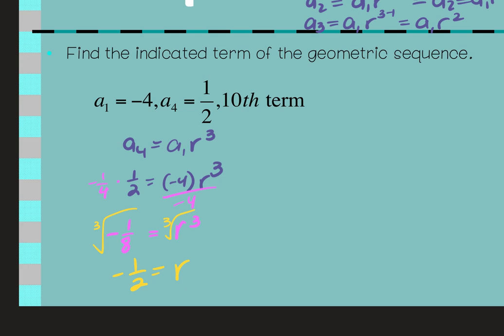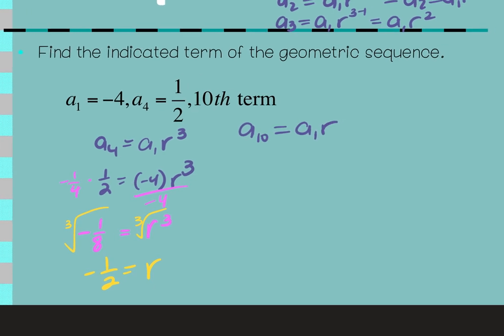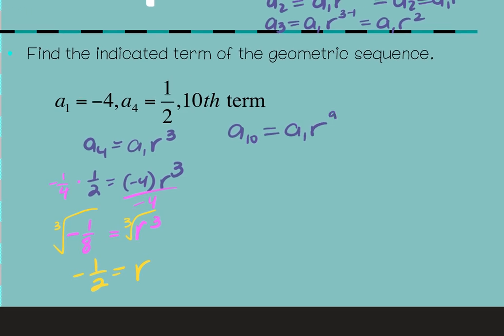Okay, so now that just gave me the r. Now I want to find the 10th term. And I can use either to begin with. So for example, if I use a_10 and I start with a_1, r is going to be raised to what power? The 9th. If I wanted to find a_10, but I started with a_4, what would r have to be raised to? The 6th. So you can use either one. Does that make sense?